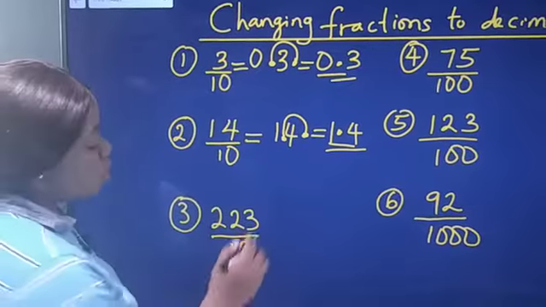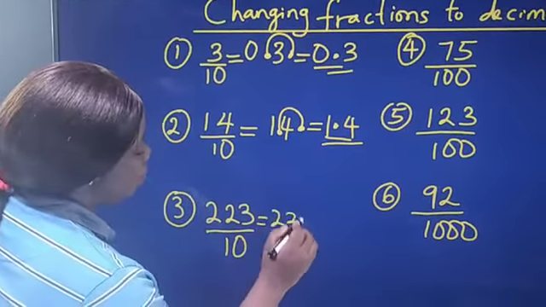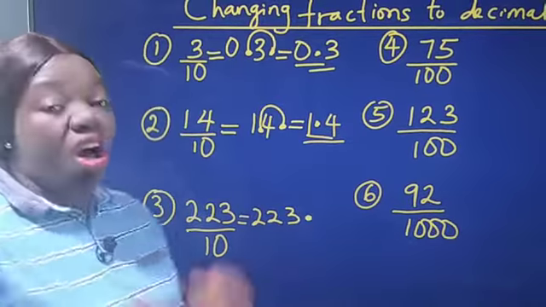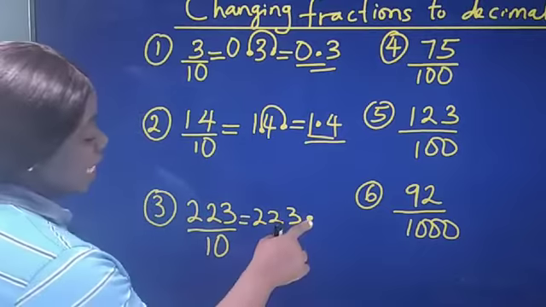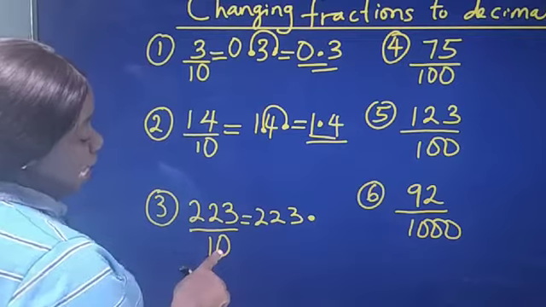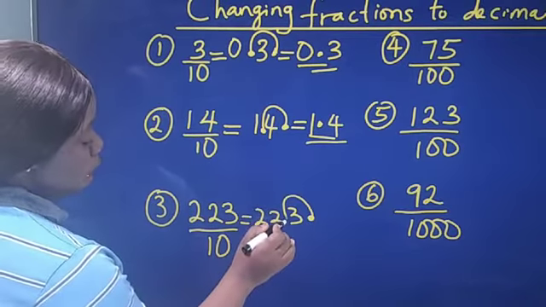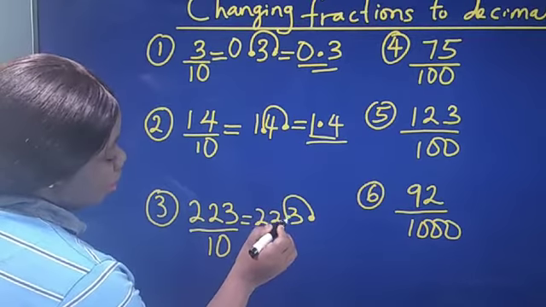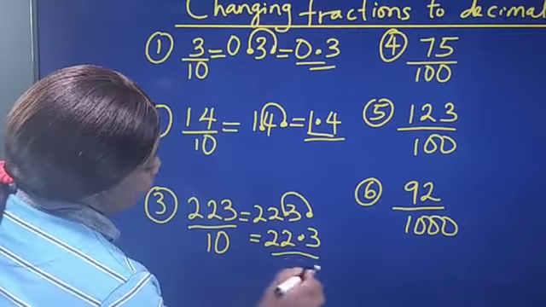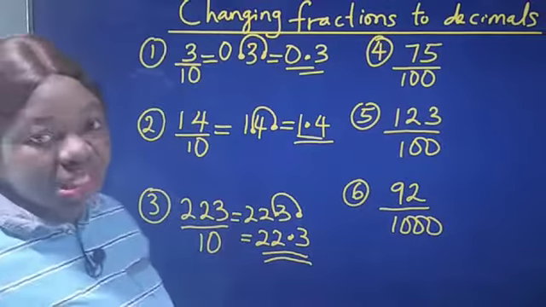Now look at the next one. 223 divided by 10. Introduce a decimal point because there is no decimal point. Then we are dividing, so count to the left. 10 has 1 zero. Count once. So the decimal point will be shifted here. So the answer is 22.3. I hope it's interesting.